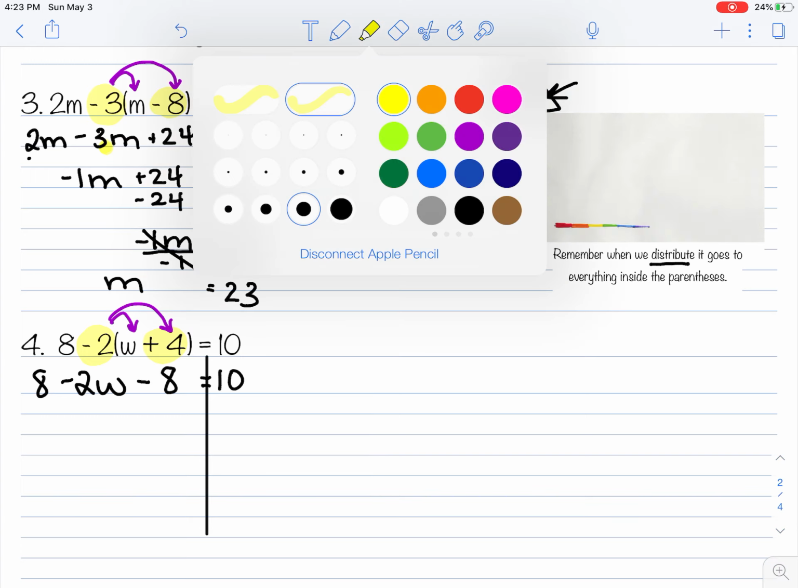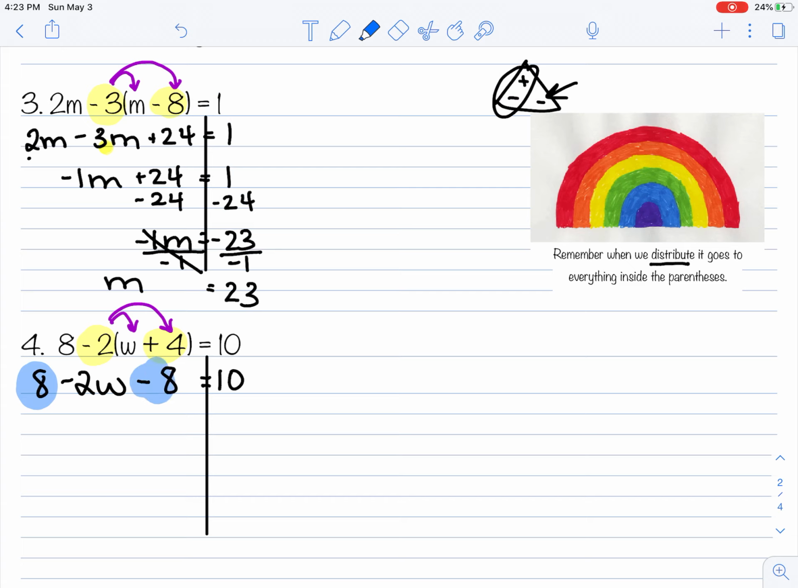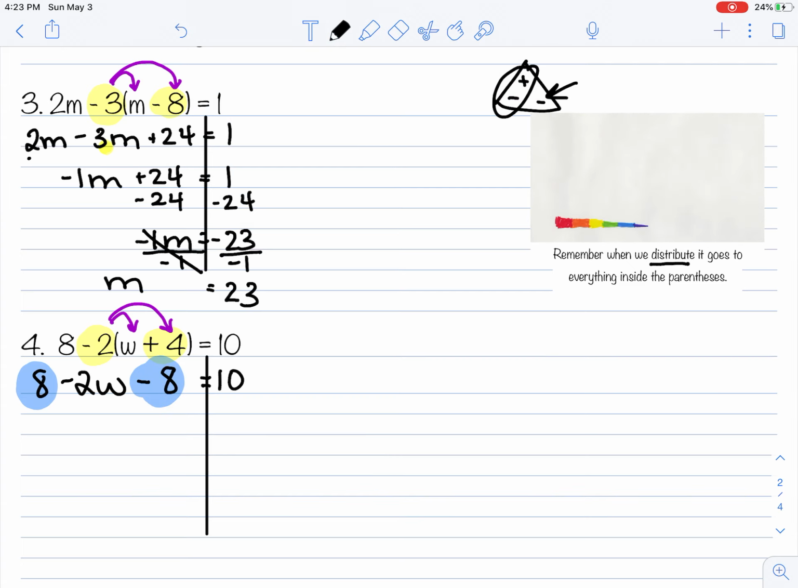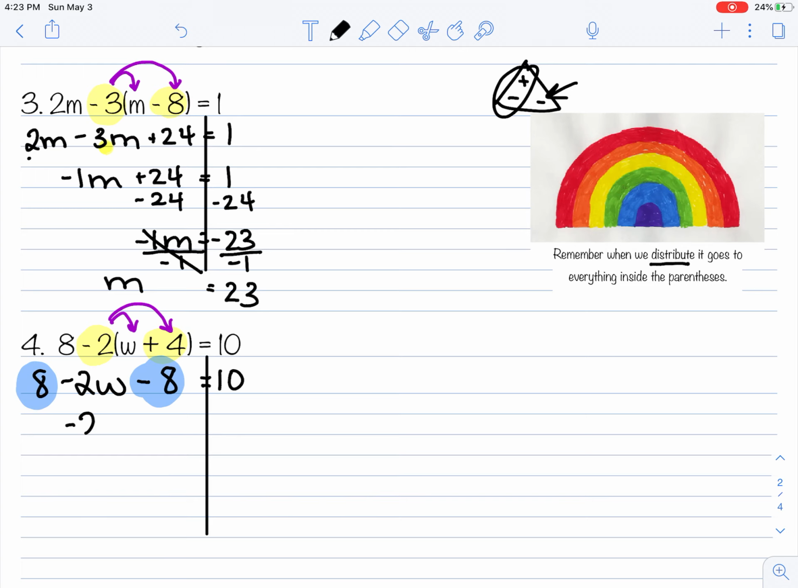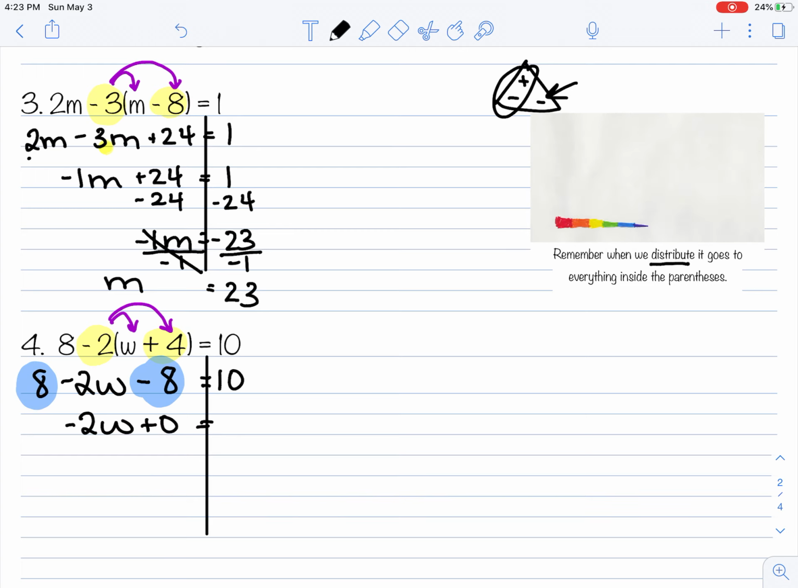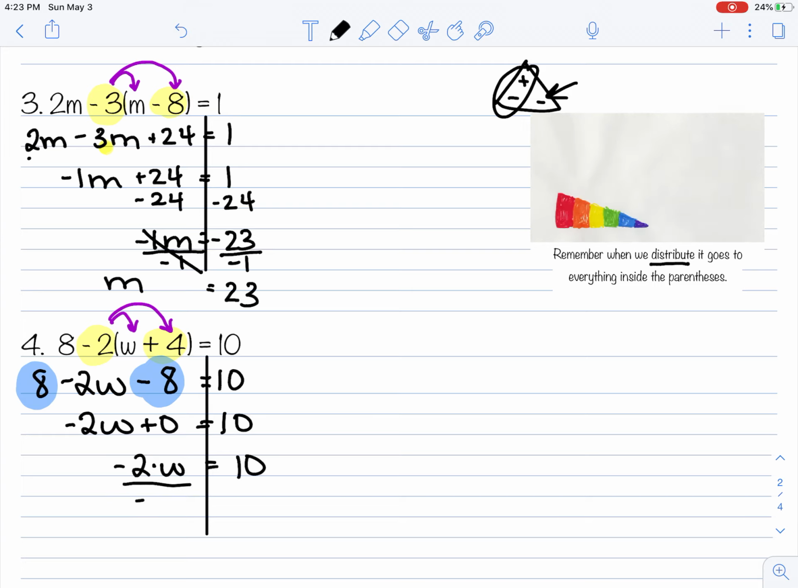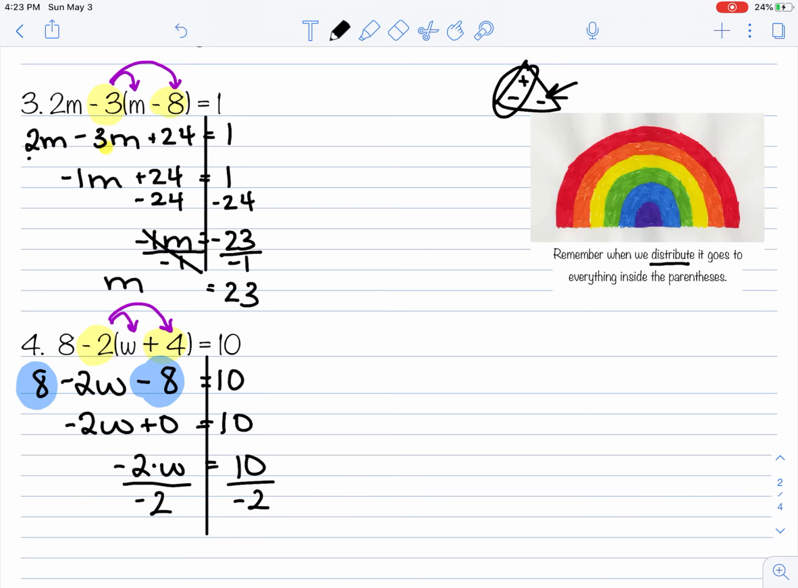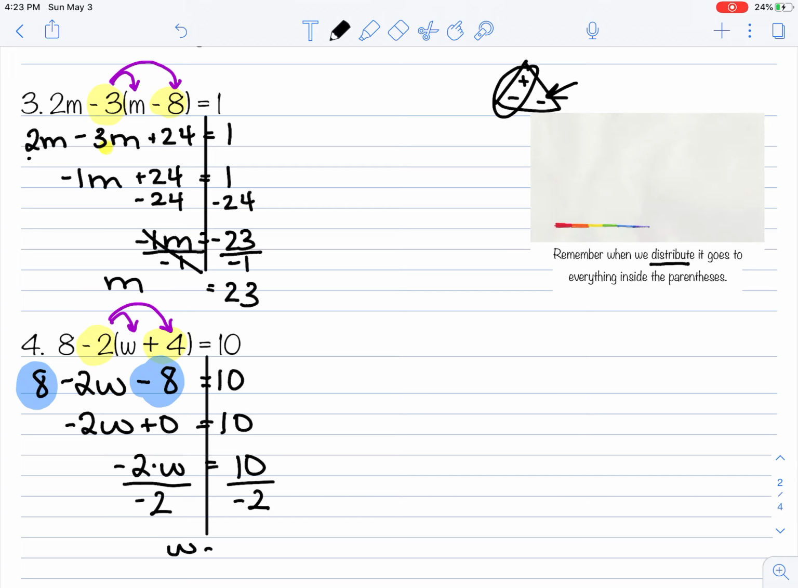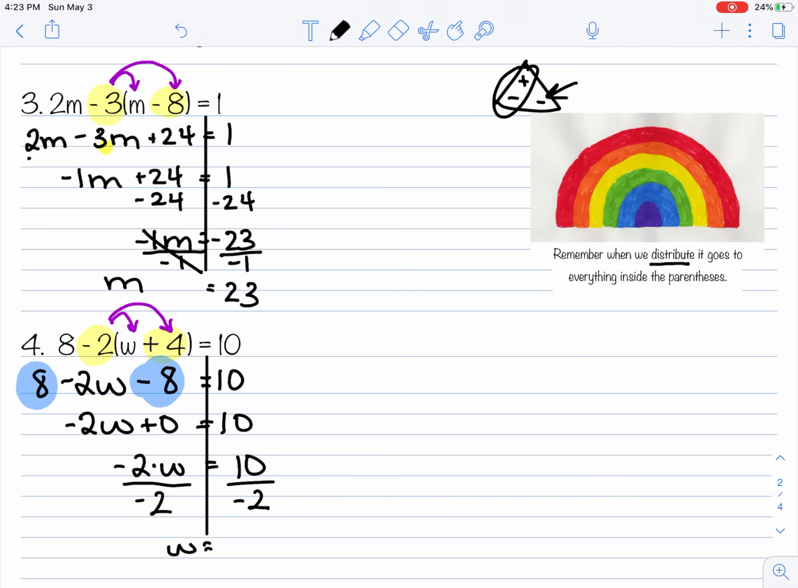So if I look at what I have that is common, I have a positive 8 and I have a -8. If I combine 8 and take away 8, that gives me 0. So I could write -2w plus 0 equals 10, but the simpler way to write this would be -2w equals 10. To solve this, I need to do the inverse operation of multiplication, which is division, and divide by -2. And say w is equal to 10 divided by -2, which is -5.